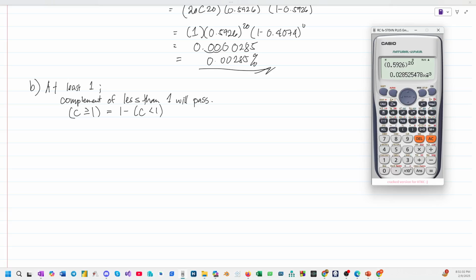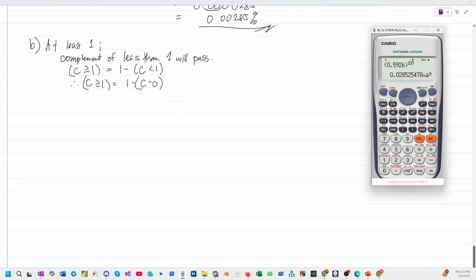Diba? Therefore, yan. Pwede natin sabihin na ganyan. Or C is equals to 0. So, pwede natin gawin is the probability of C greater than or equal to 1 is equals to 1 minus the probability of C equals to 0. Yeah, pwede natin sabihin ganyan yun.